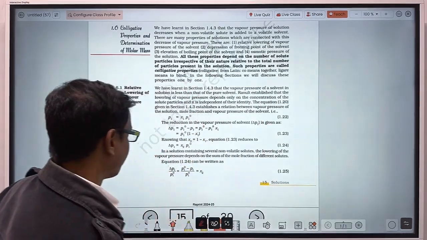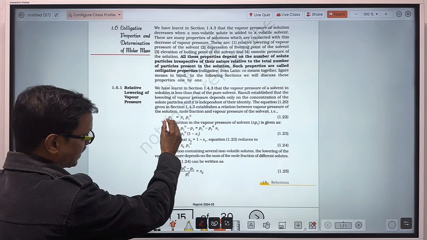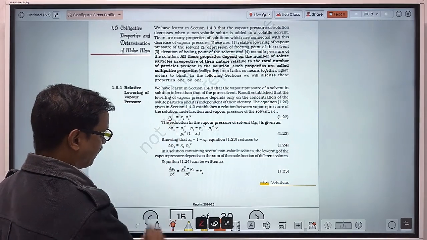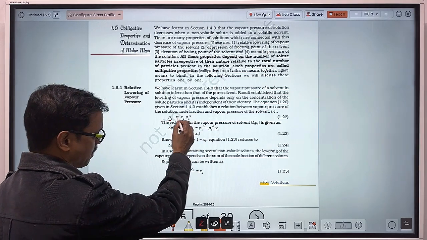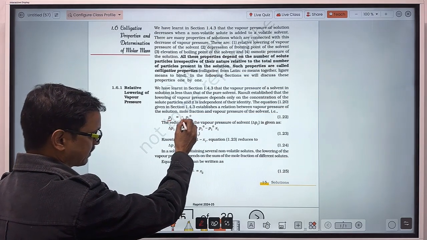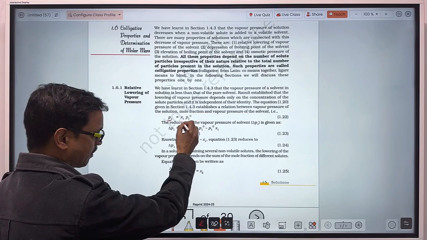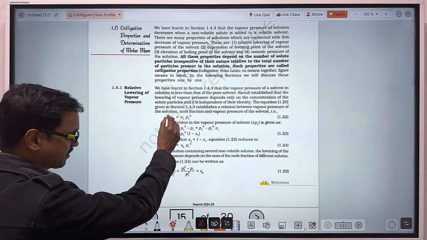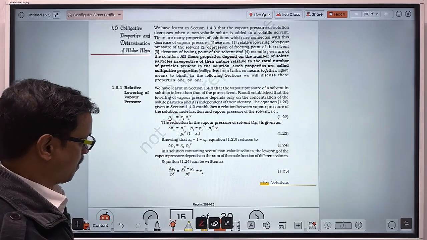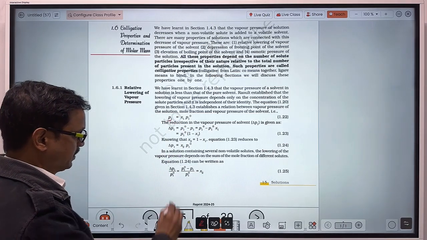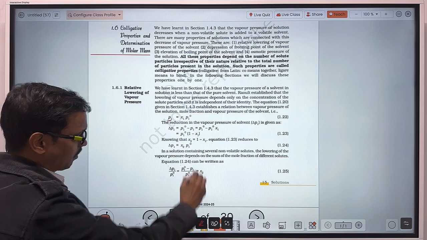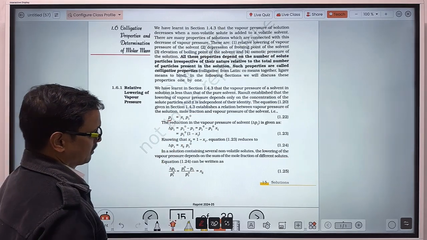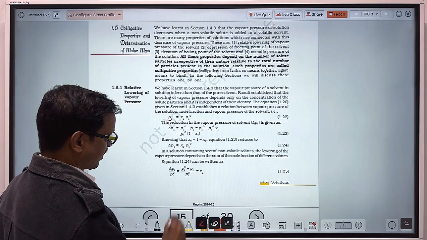Okay, so let's see. As you already know, when a solid dissolves in a liquid, the vapor pressure of the solution will be equal to the mole fraction of solvent times the vapor pressure of that solvent in pure state. That means P1 equals Chi1 P degree 1.